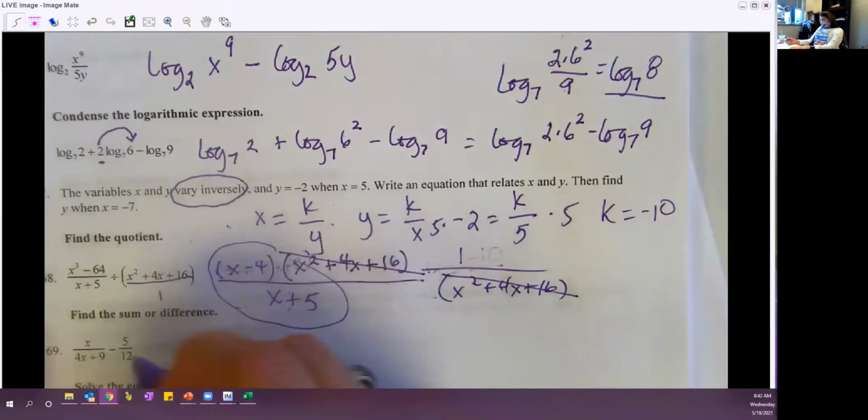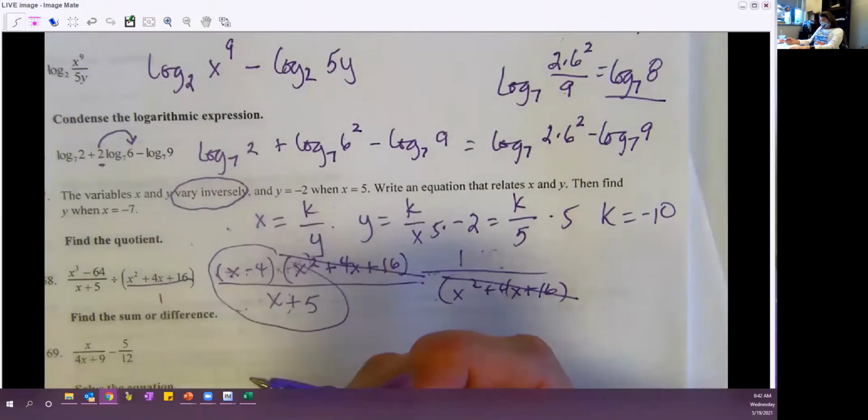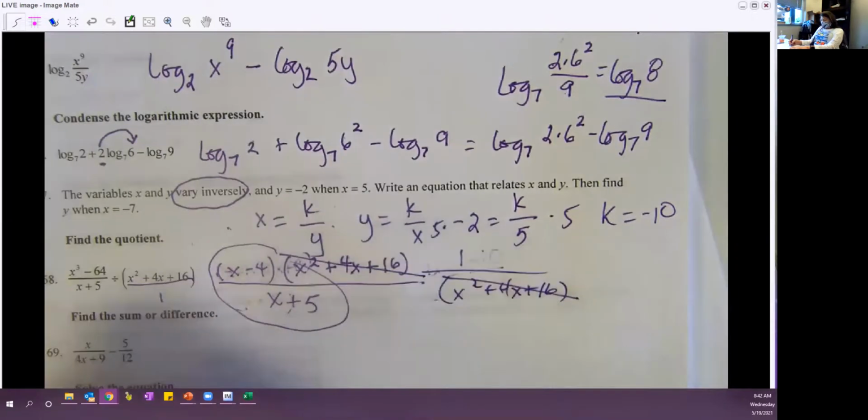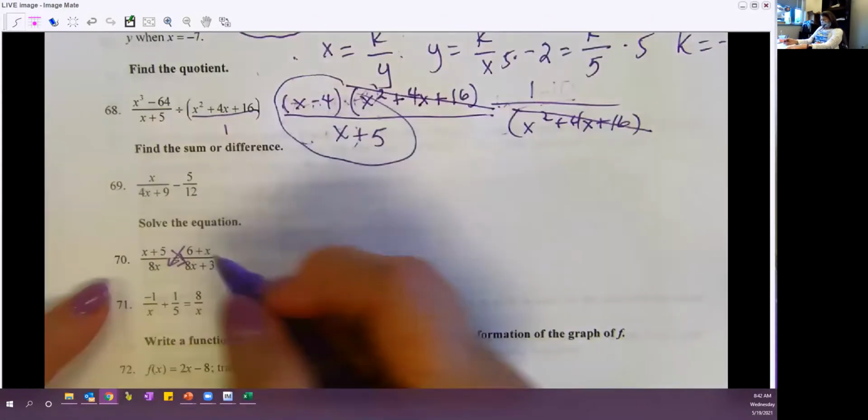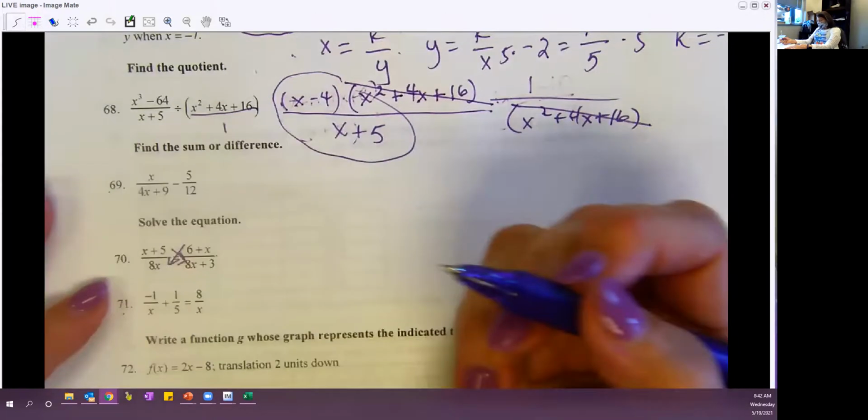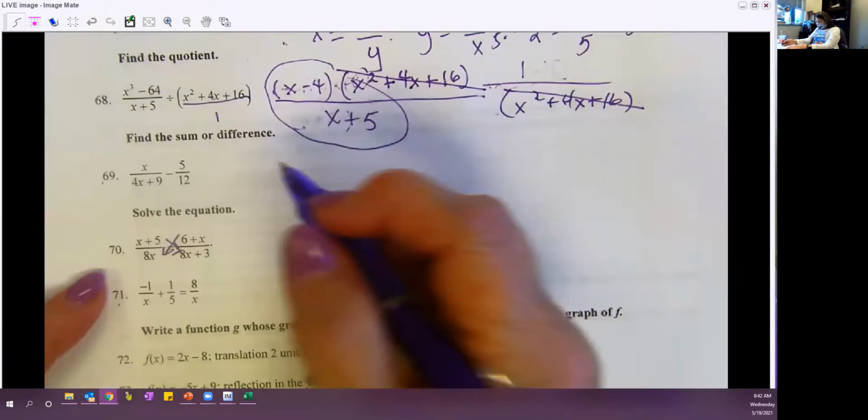Okay, you need common denominators. This one you can cross multiply here. So you can just cross multiply, and solve this one. For this one and this one, you need common denominators.